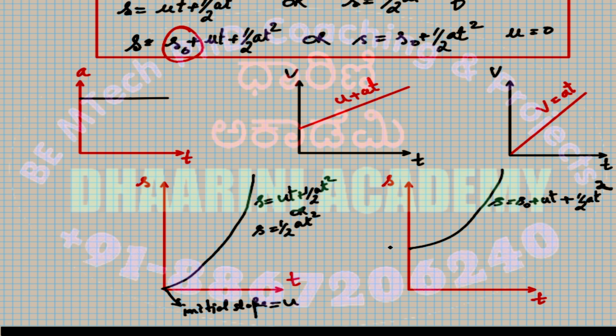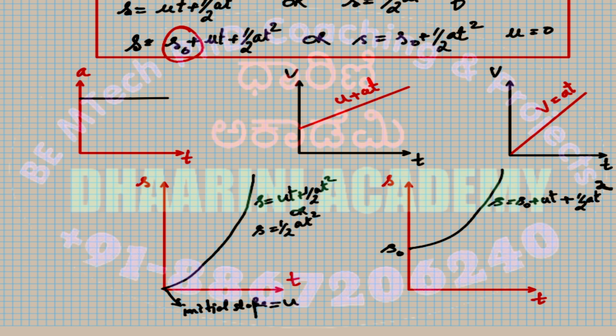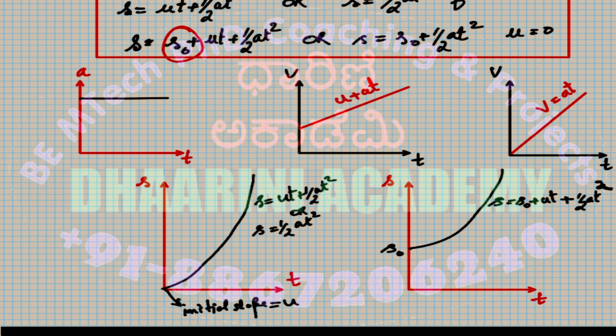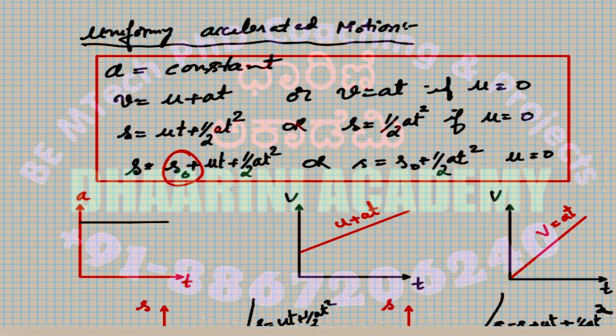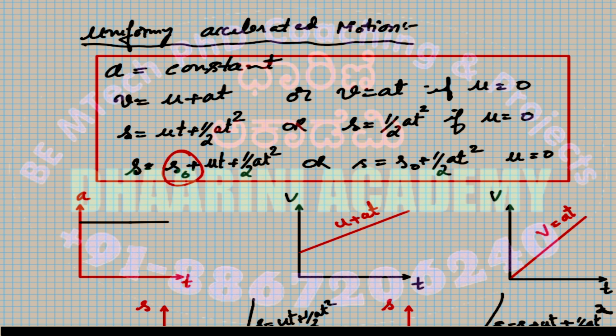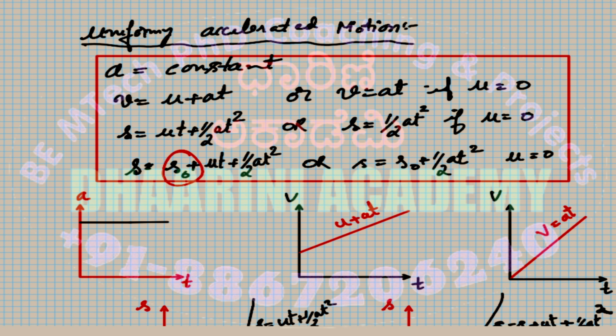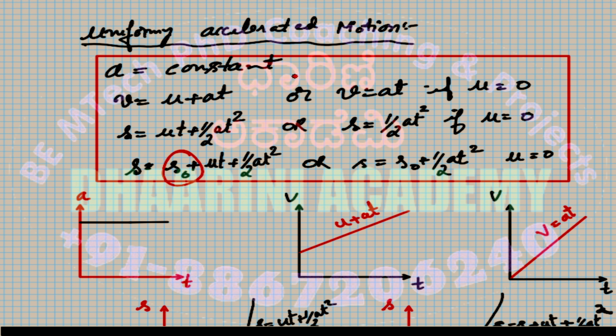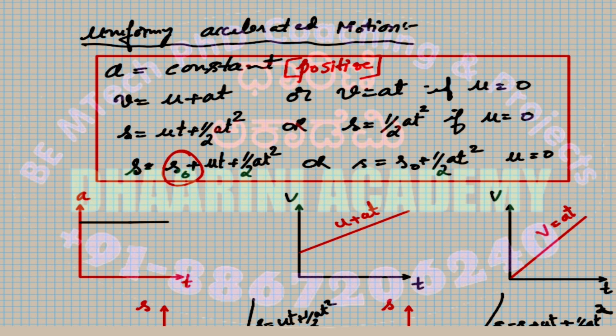Right? So this is the value denoted by S naught, the initial value. Okay, in this particular scenario of uniformly accelerated motion, A is considered a constant, and I have to mention that A is positive. In the sense, acceleration is a constant and a positive value. The velocity keeps on increasing as the time progresses.